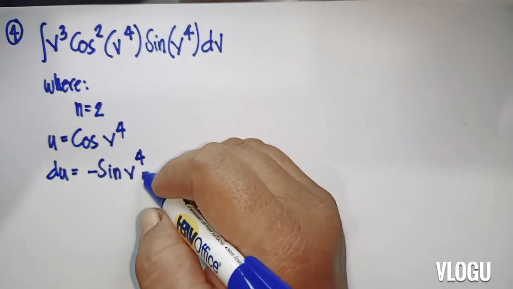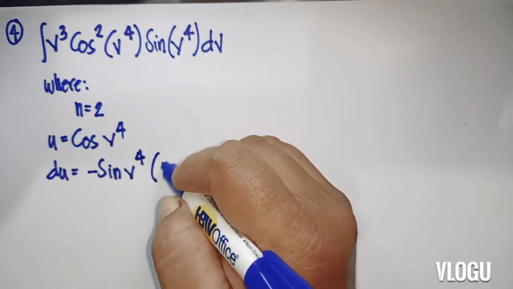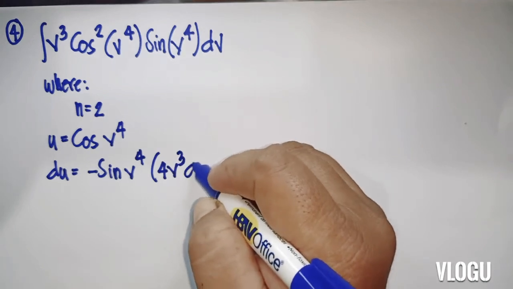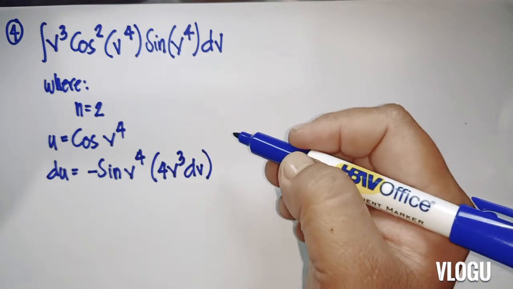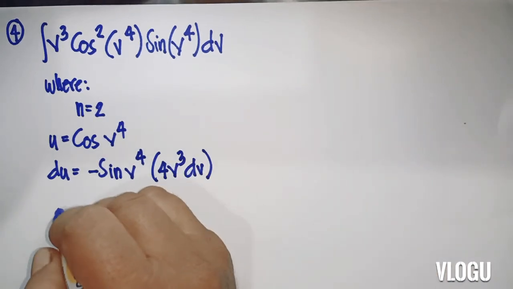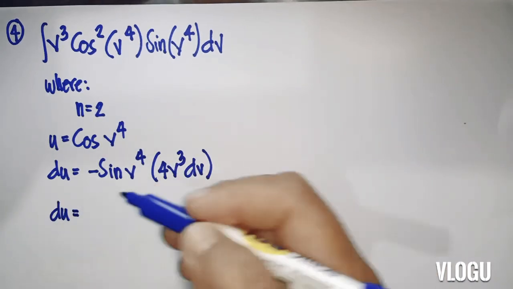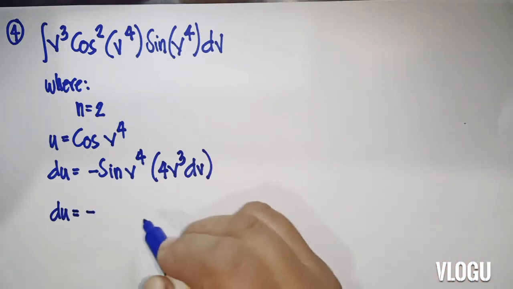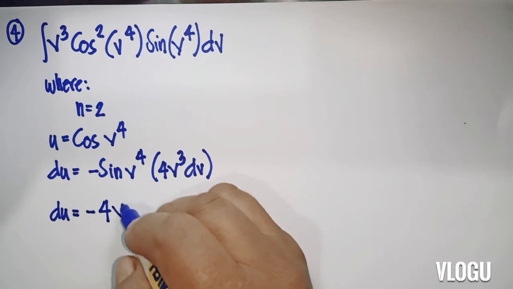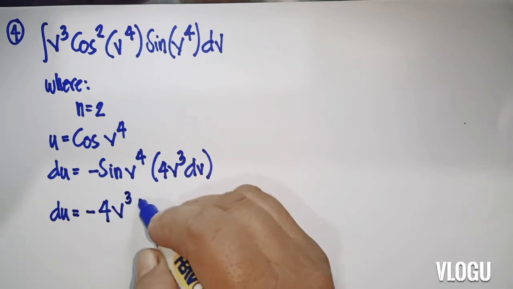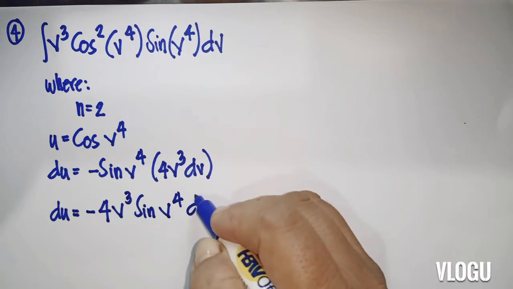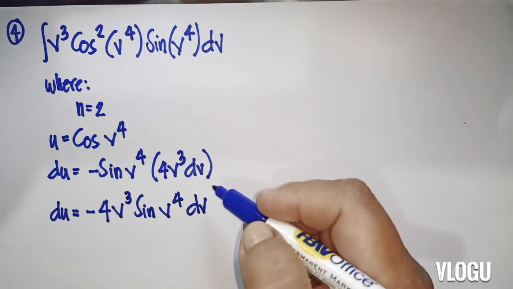The derivative of b to the fourth is 4b cubed db. So therefore our du is equal to negative 4 b cubed sine b to the fourth db. Okay.